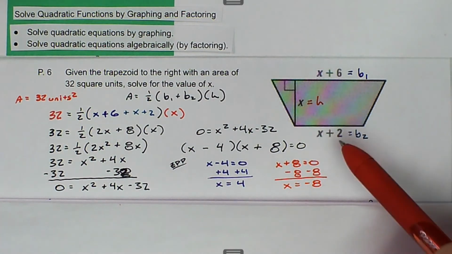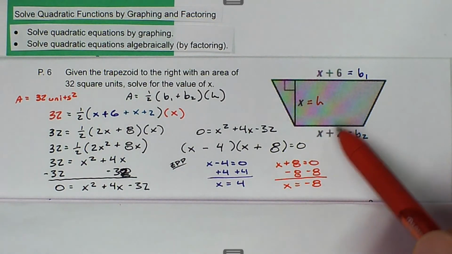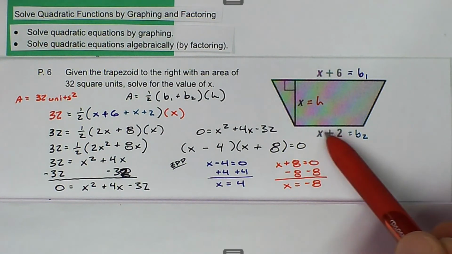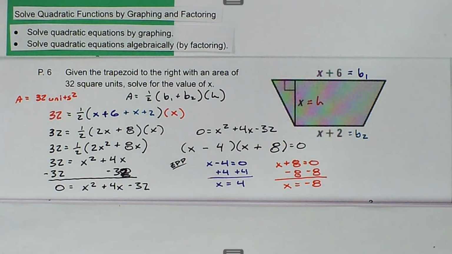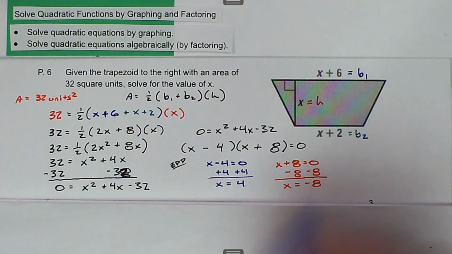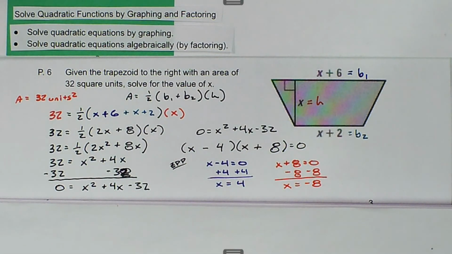And so which one of these could be x? In this case, we're going to say the value of x is 4, because we can't use negative 8. If it was negative 8, this would give us a value of negative 6 for this side. So that's not going to work. So the value of x has to be 4.